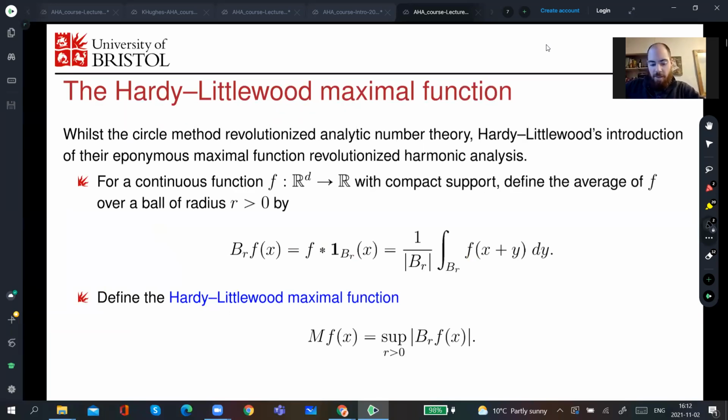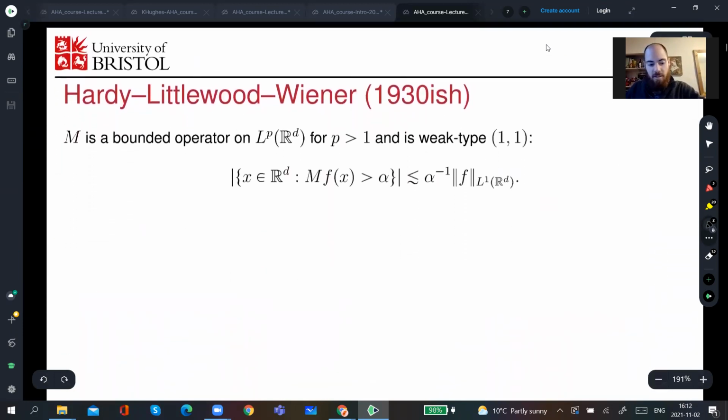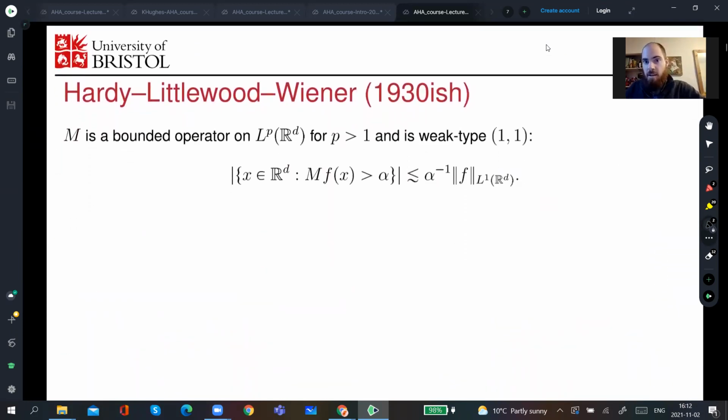Again, that's the Hardy-Littlewood maximal function defined by averaging over balls at each point and then taking the biggest average. And the main theorem about this was that it's a very good operator. It satisfies L^p to L^p bounds for all p bigger than 1, and it satisfies this surrogate L^1 bound known as the weak type 1,1 bound.